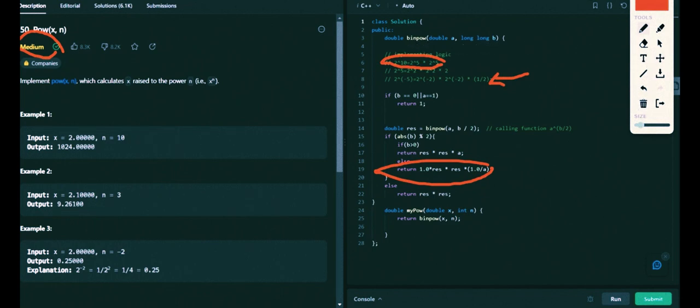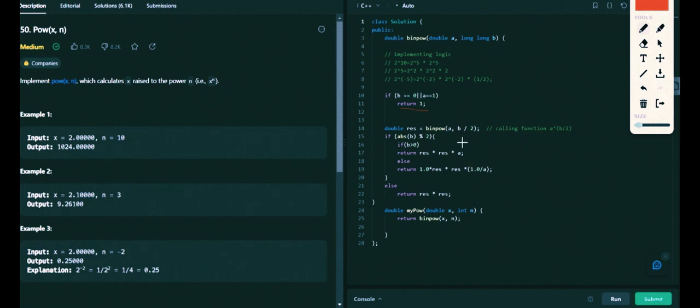Okay, so now clearing the screen. So if b equals 0, that is when my power is 0, or when a is 1, then obviously we will be returning 1. That's a simple thing. Now what we are doing is double result equals binPow of a comma b by 2. We are calculating a to the power b by 2.